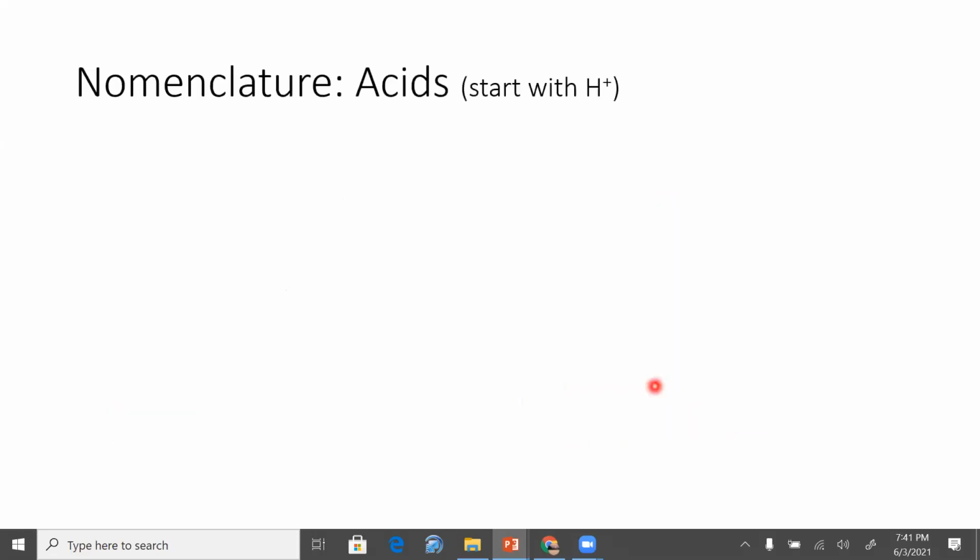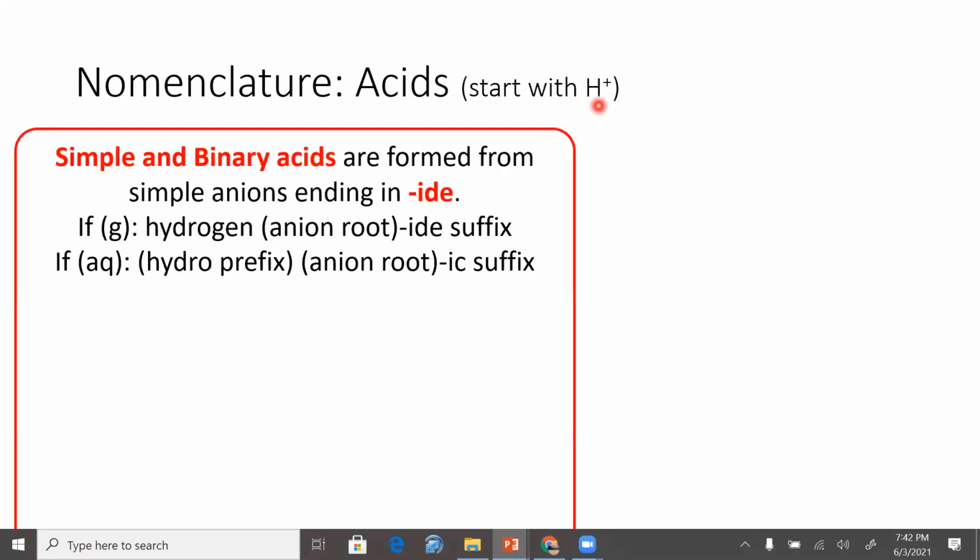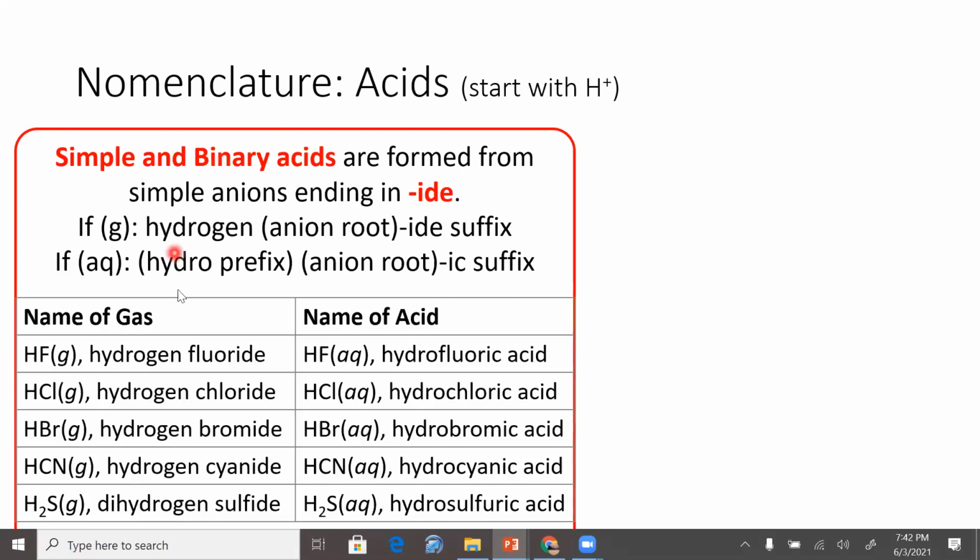All right, last type of nomenclature we need to go through is how we name acids, because they have their own little special rules. And one thing we need to know for now is that all acids start with a hydrogen ion. Okay, that's what defines them as an acid. And we essentially have two types of acids. The first type are binary acids, which means they have hydrogen and some monatomic ion for its anion. So when we go to name it, we're going to have specific rules.